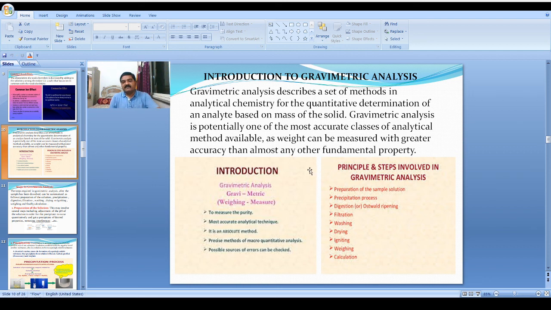And there are various steps involved in gravimetric analysis. First, the preparation of the sample solution. Second one, the precipitation process. Third one, the digestion or Ostwald ripening. Fourth one, filtration. Fifth one, washing. Then drying, igniting, weighing, and calculation. There are so many steps in gravimetric analysis. Whenever we perform the experiment, we have to follow all these steps which are involved in gravimetric analysis.